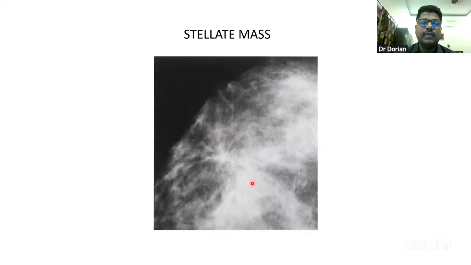So this is the stellate mass. They can ask even this picture. Stellate means star-shaped. You can see the various arms of the star. So a stellate mass always implies malignancy.